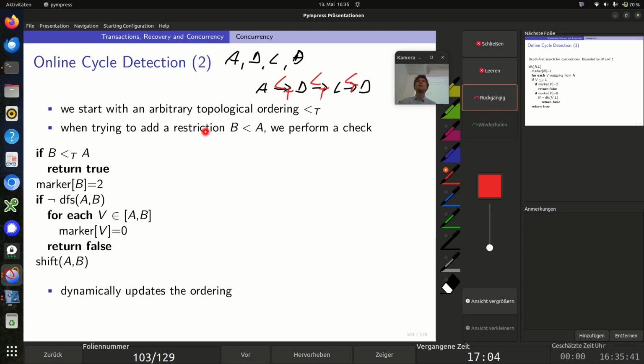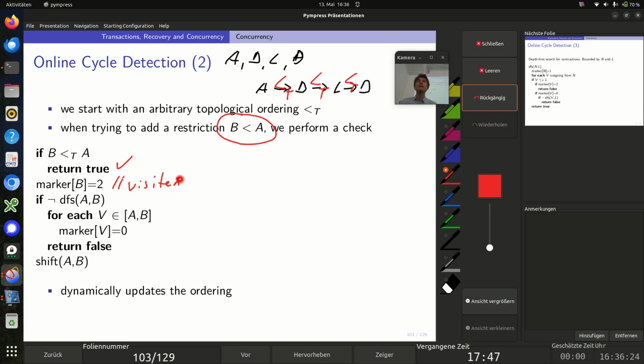Okay, and then the idea is, okay, let's add restrictions. So we have a certain restriction that B comes before A, and then let's check whether our arbitrary topological ordering might already satisfy it. So if instead of A comes before B, we would have B comes before A, then our restriction is equal to the arbitrary topological ordering, and it's fine, we do not have a cycle. Otherwise, we want to find the cycle. So we have a marker node, and this means visited.